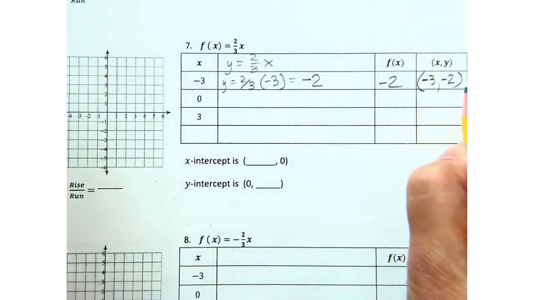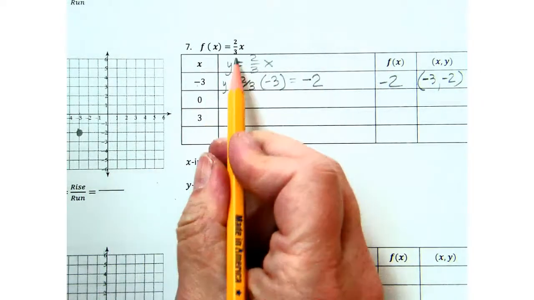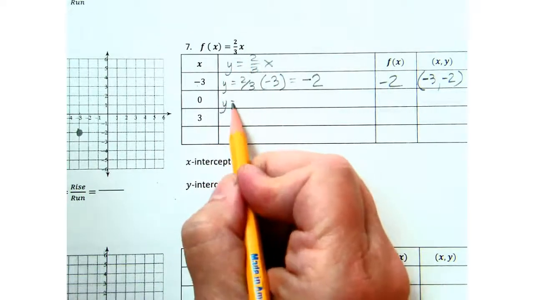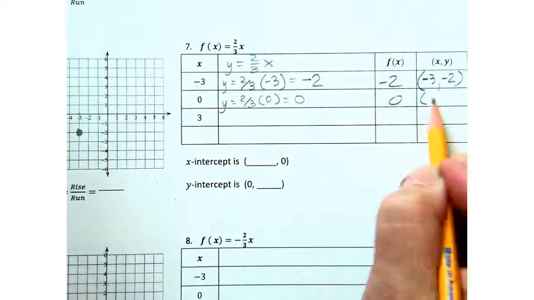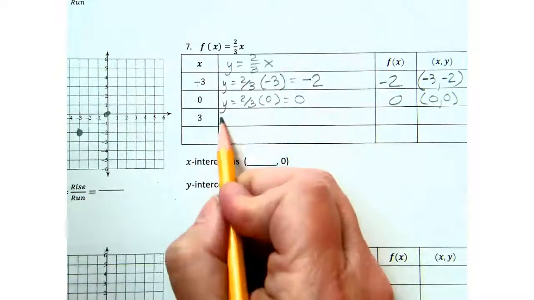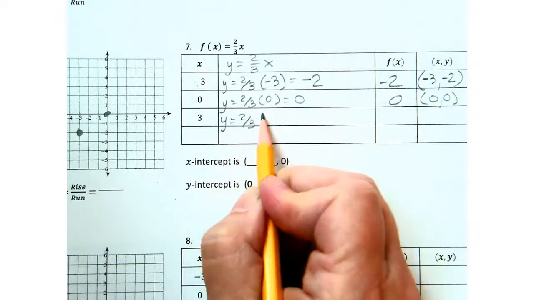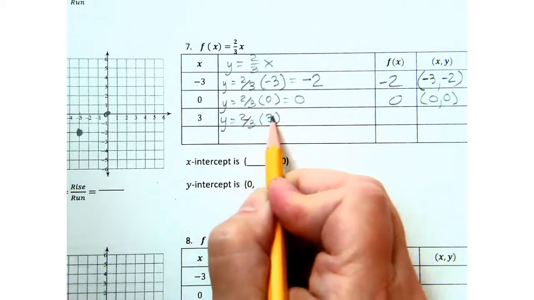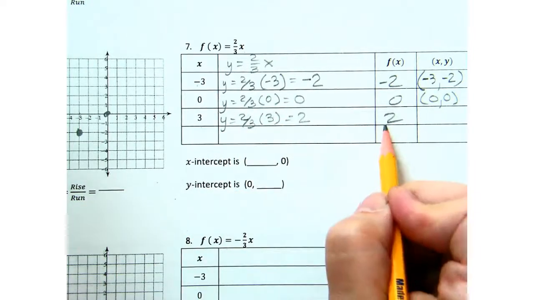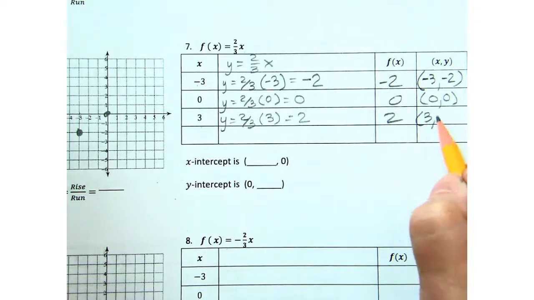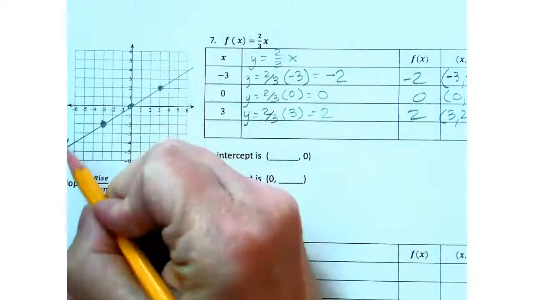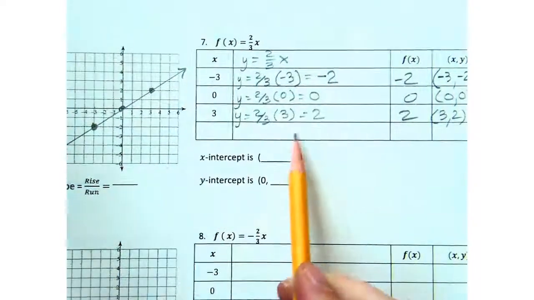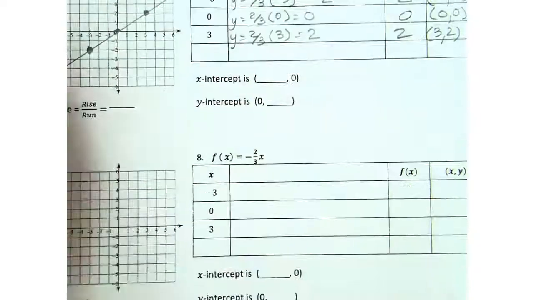Graph this point. Now replace x with 0 for y equals 2/3 times 0. This equals 0, so our second point is (0, 0). Now replace x with 3 for 2/3 times 3. Y equals 2. Our third point is (3, 2). Graph this point. Use a ruler to graph this line. This line represents all the points for which y equals 2/3 of x.